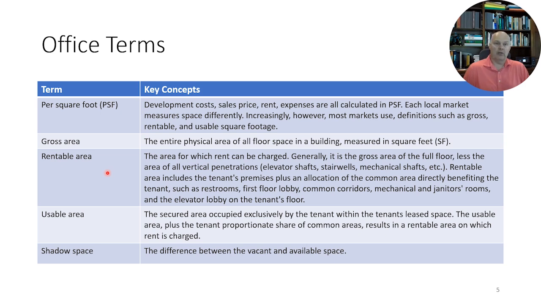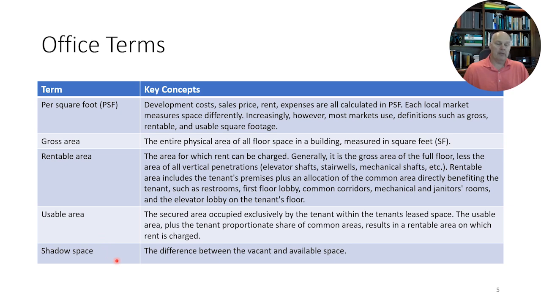Rentable area includes the tenant's premises plus an allocation of the common area directly benefiting the tenant, such as restrooms, first floor lobby, common corridors, mechanical and janitor's rooms, and the elevator lobby on the tenant's floor. And lastly is the usable area, and this is the secured area occupied exclusively by the tenant within the tenant's lease space. The usable area plus the tenant's proportionate share of common area results in the rentable area, on which rent is charged.